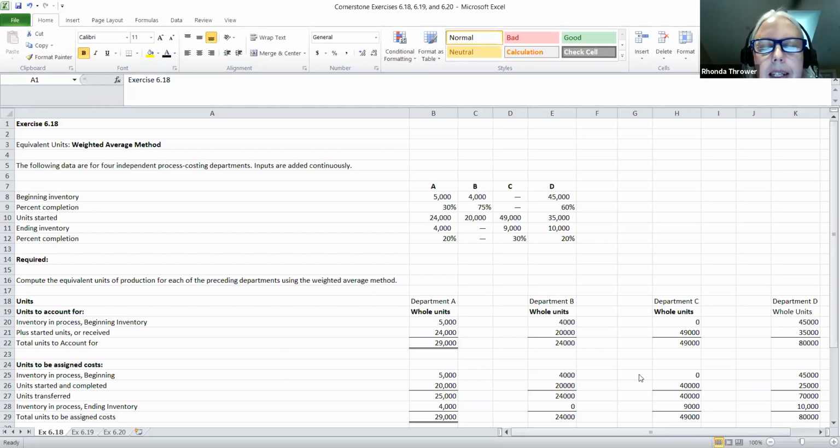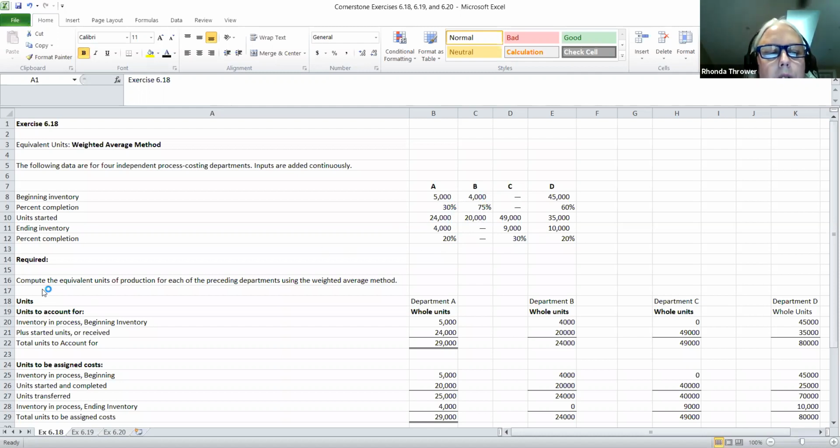So you should be seeing exercise 6.18. I've created an Excel spreadsheet for the Cengage problem. And what we're going to be doing is calculating equivalent units using the weighted average method. The following data are for 4 independent process costing departments. Inputs are added continuously. Each one of these is a department, and for each department they have given you this information.